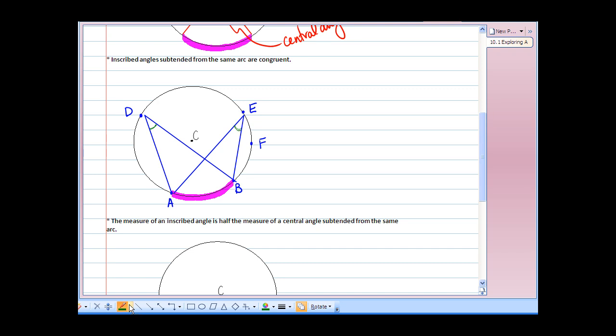And if I continue with point F on the circle and I draw another inscribed angle forming angle AFB, guess what? That angle also has the same measure. So that's what we're referring to when we say inscribed angles subtended from the same arc are congruent.